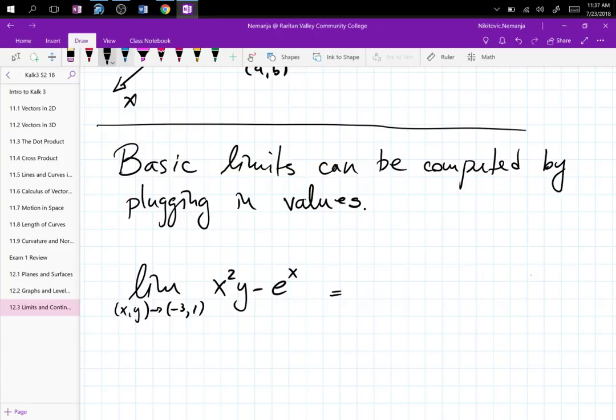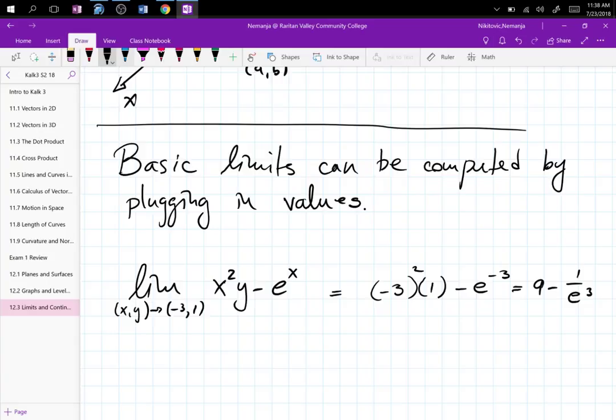So you can plug in. It's going to be -3 times 1 minus e to the -3, and the whole thing becomes -3 squared. So that's a 9, minus 1 over e cubed. That's a number. You can get decimals. So when it's this basic, with no denominator equals 0 or anything weird happening, then plugging in is still what we can do. So that's the most basic stuff.